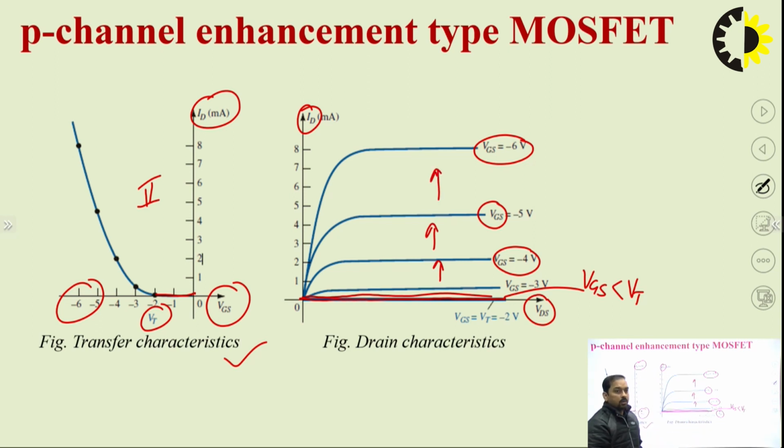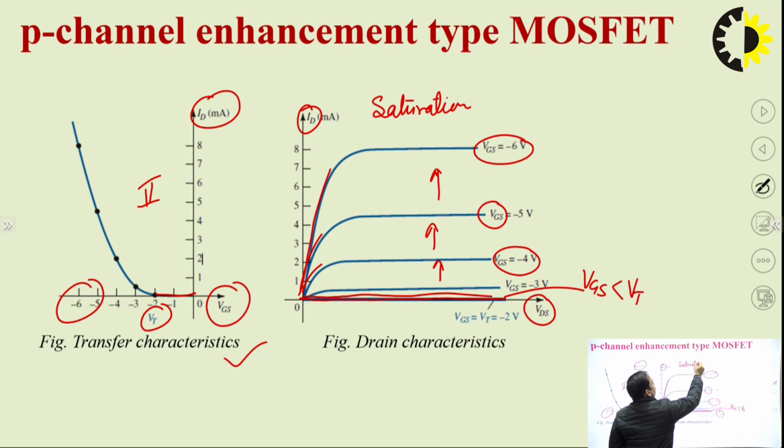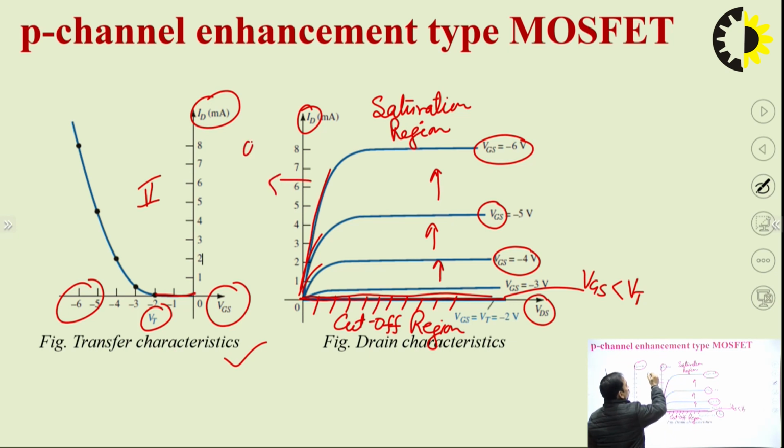Again, we have the linear region or the ohmic region over here, and we have the saturation region. This is the saturation region. Downwards, where the current is 0, again we have the cutoff region. And towards the left, we have the ohmic, or we can say linear region.